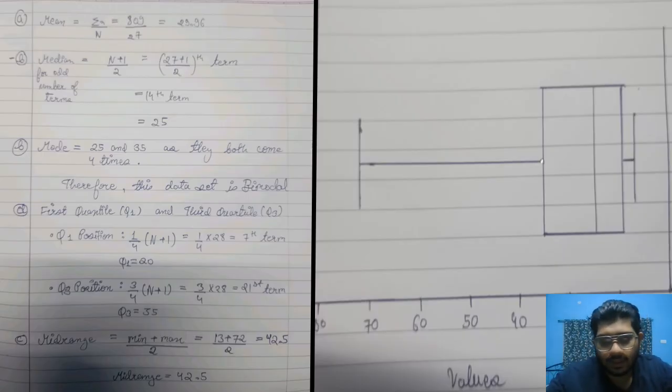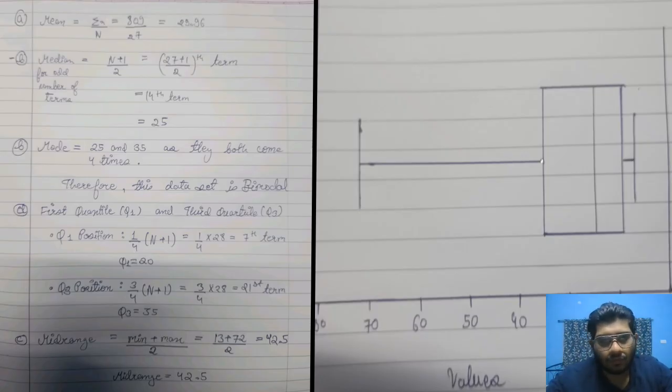Now in this slide you can see we have calculated the mean, which is the sum of all observations divided by the total number of observations. For the median, the term is the number of observations plus 1 divided by 2, which gives the 14th term, that is 25. Then the third is mode. Mode is the observation with the highest frequency. Here 25 and 35 both have the highest frequency. They both came 4 times. So the mode is 25 and 35, and the modality is obviously bimodal, as 25 and 35 are equal in frequency.